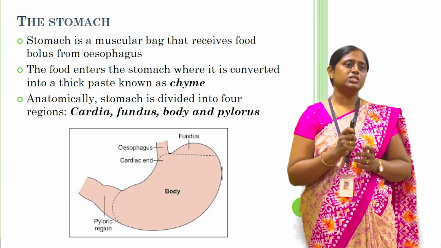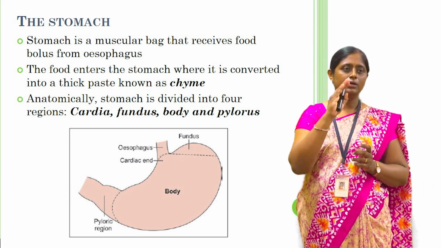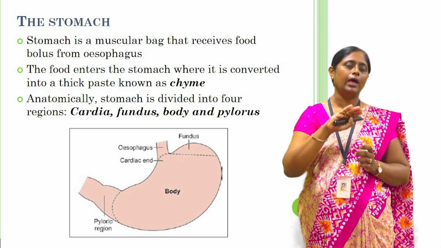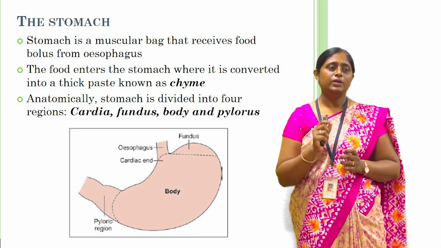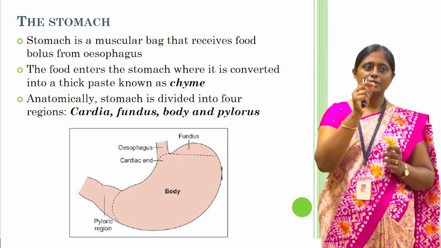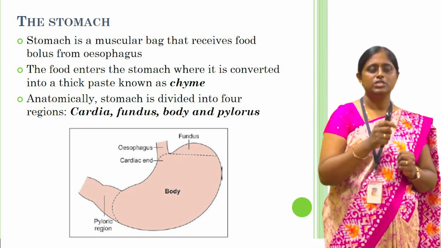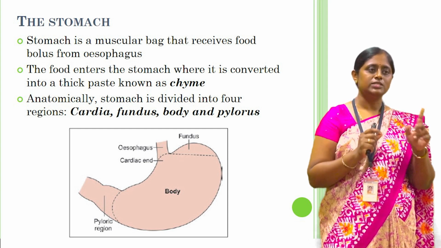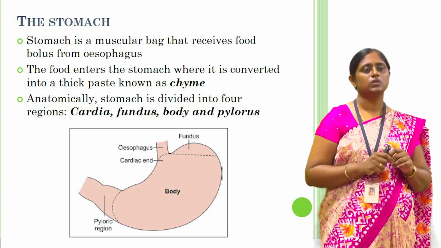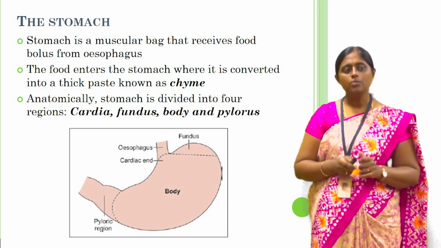The fundus is the region where the stomach has an upper curve. That region we call the fundus. And the region where the esophagus reaches the stomach, we call the cardia. And the region which connects to the small intestine is called the pylorus, or pyloric region.